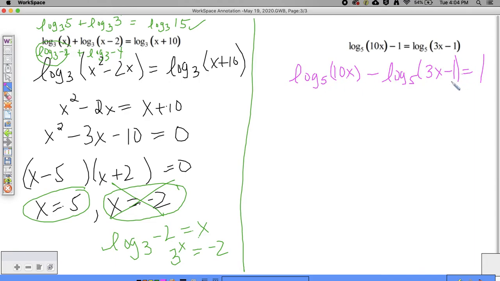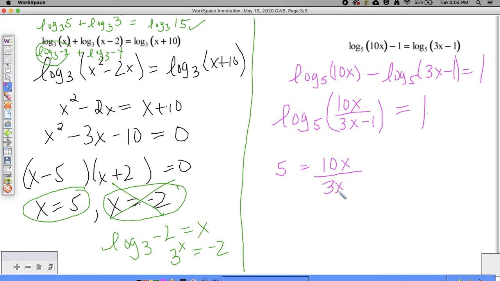So I just rearranged the equation because I'm going to use my law of logs. And again, I want to condense this. When you have log of something minus the log of something, you can write it as the log base 5 of 10x over 3x minus 1, and that's going to be equal to 1, right? Now I can take this log equation and write it as an exponential one by doing 5 to the 1 is equal to that. So 5, because 5 to the first is 5, is equal to 10x over 3x minus 1.